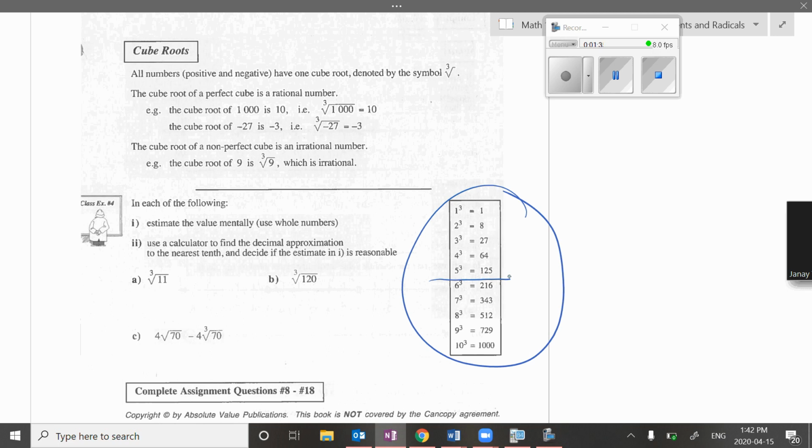So the cubic root, our index on cubic roots is a little 3. We can take a negative cubic root of a number because when I have 3 negatives times each other, they bring us back to a negative answer. So you can have a cubic root of a negative, but you cannot have a square root of a negative.